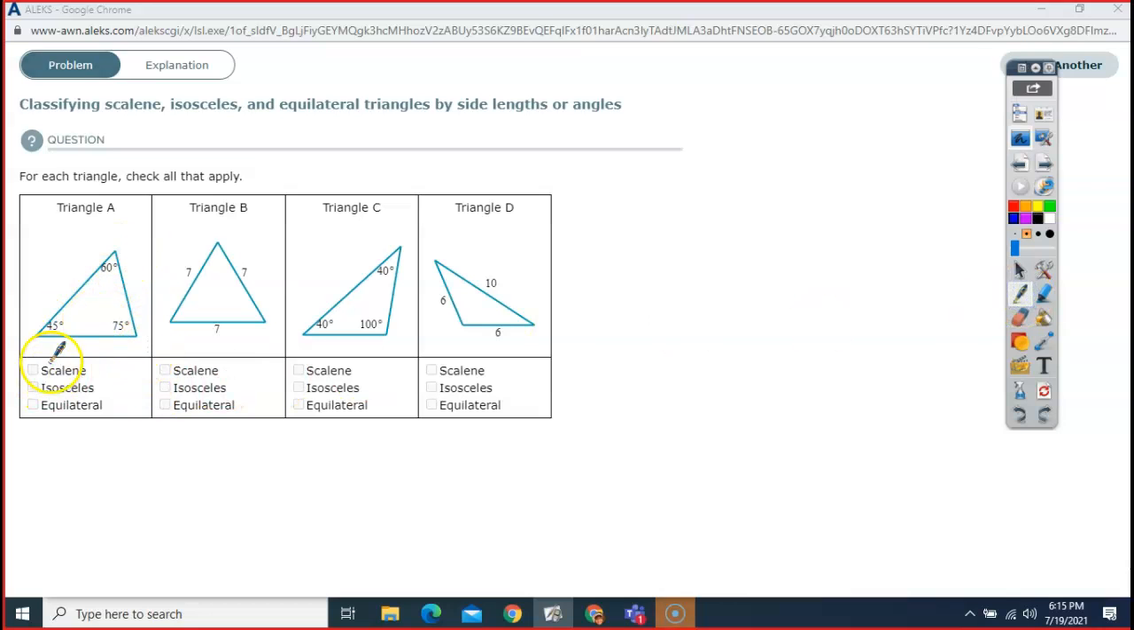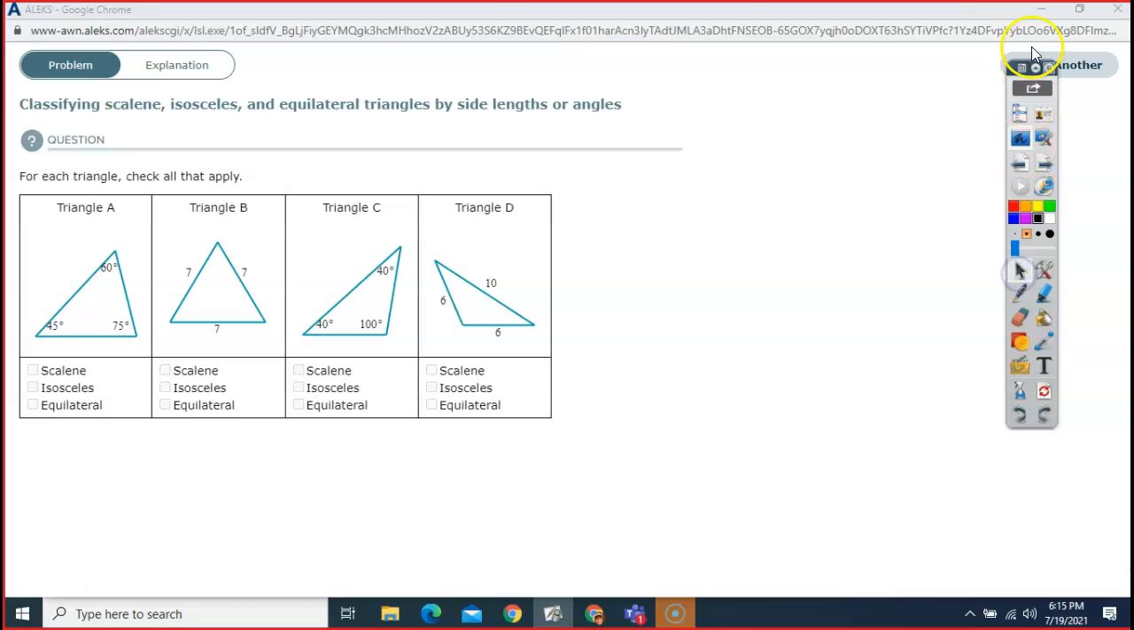All three are different: scalene. All three the same: equilateral. Only two are the same: that's isosceles. Only two are the same here: that's isosceles. All right, so hopefully that's helpful to you.